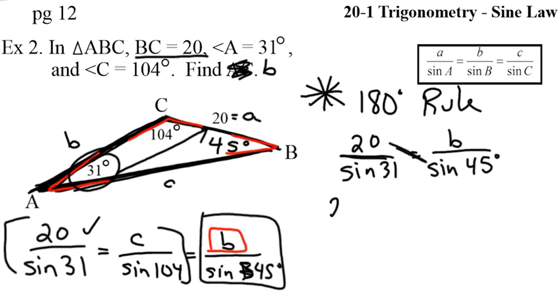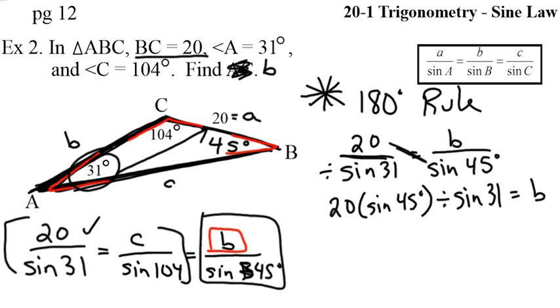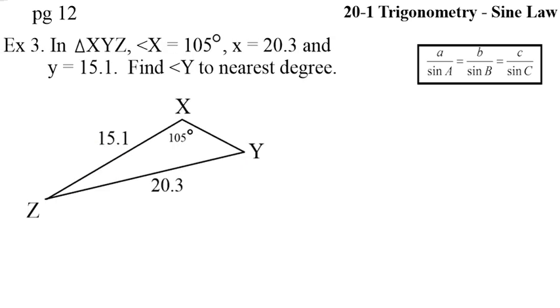Cross multiply. 20 times sine 45 divided by the extra piece, which is sine 31, and that will equal the b value, which is what the question asks for. 20 times sine 45 divided by sine 31, the length is 27.5. There you go. Fairly straightforward process, cross multiplying.